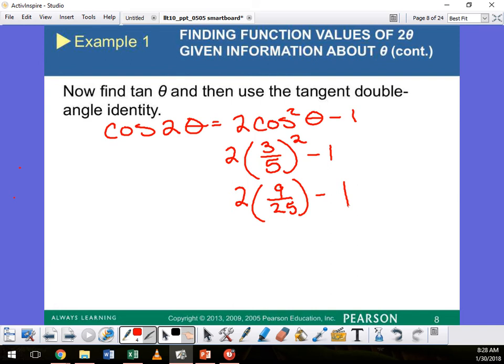With that multiplication, I multiply fractions straight across. So it's 2 times 9, which is 18 over 25 minus 1. I need common denominators, don't I? The common denominator is 25, so I rewrite the 1 as 25 over 25. So I end up with a final answer of negative 7 over 25. That's the cosine. If you had chosen any of the other formulas, you would still come up with the same answer, but it might require a little bit more work.